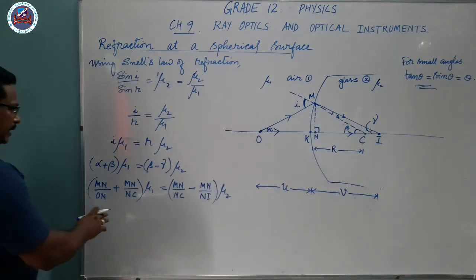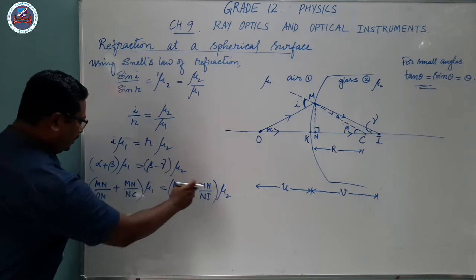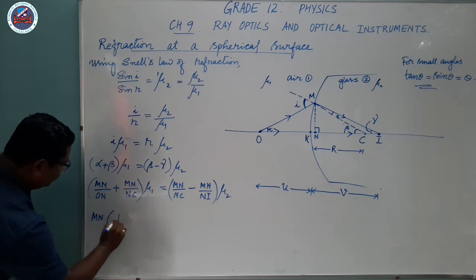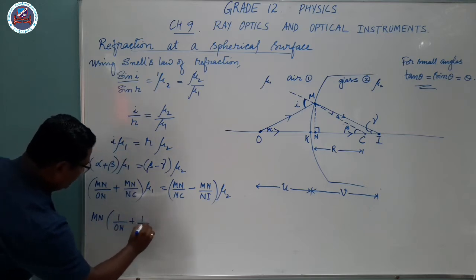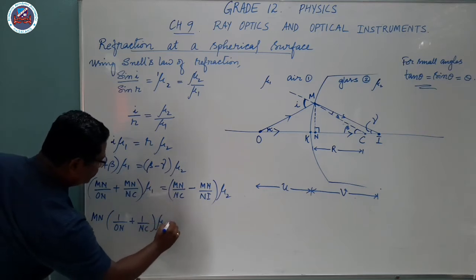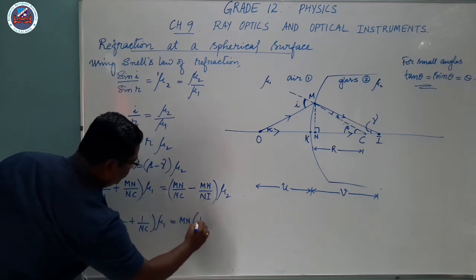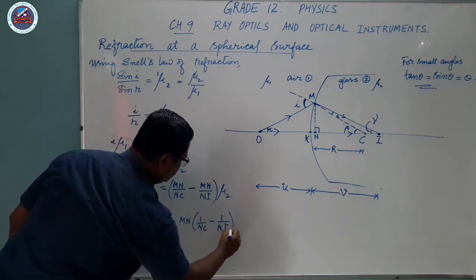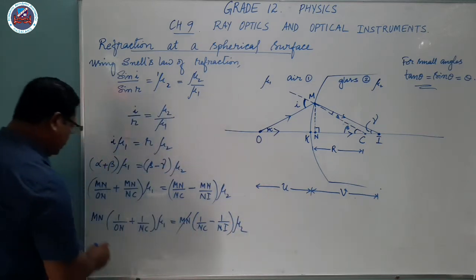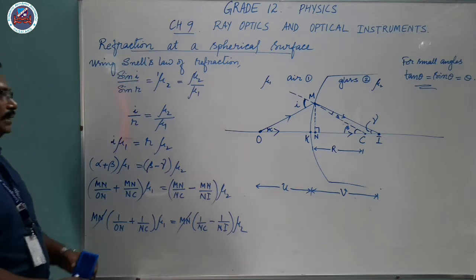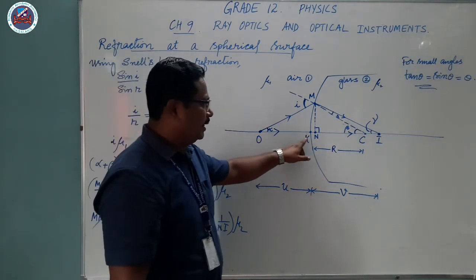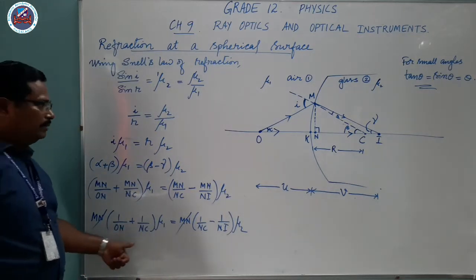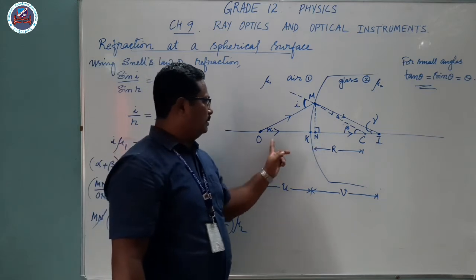Now here Mn you can take common from left hand side as well as right hand side. If you take Mn common, you'll have 1 by On plus 1 by Nc mu1 equal to Mn, if you take common, 1 by Nc minus 1 by Ni mu2. Now this Mn you can cancel out, and as I said before, this point N is very close to K, so N will be replaced with K. Wherever you see N, On will become OK.